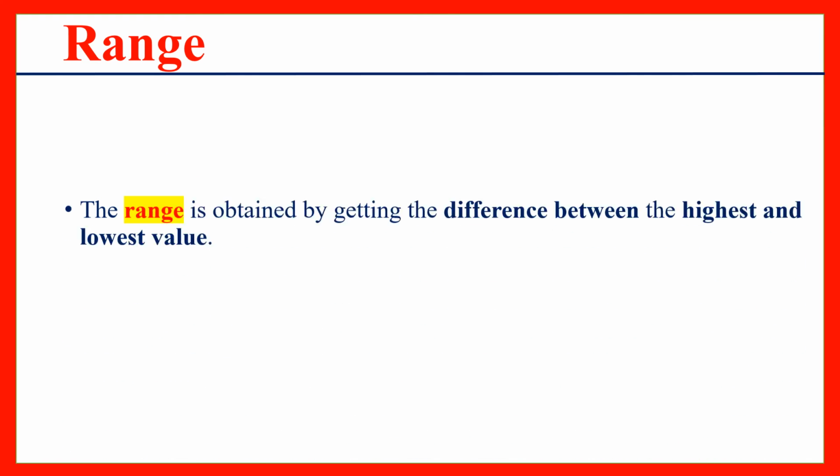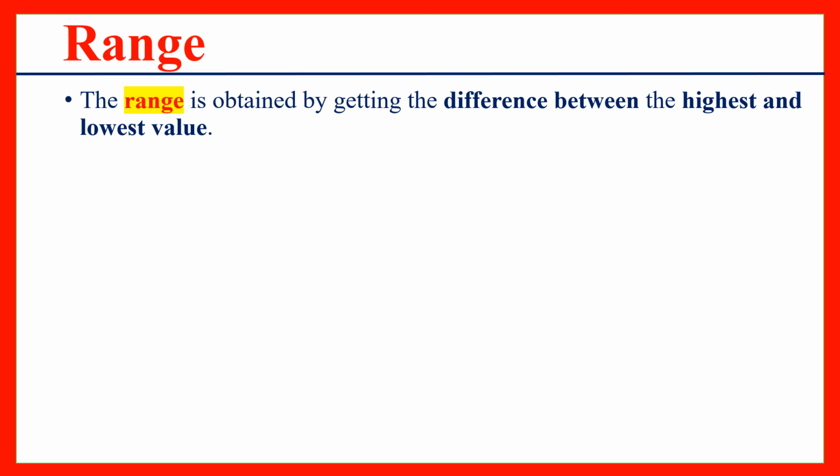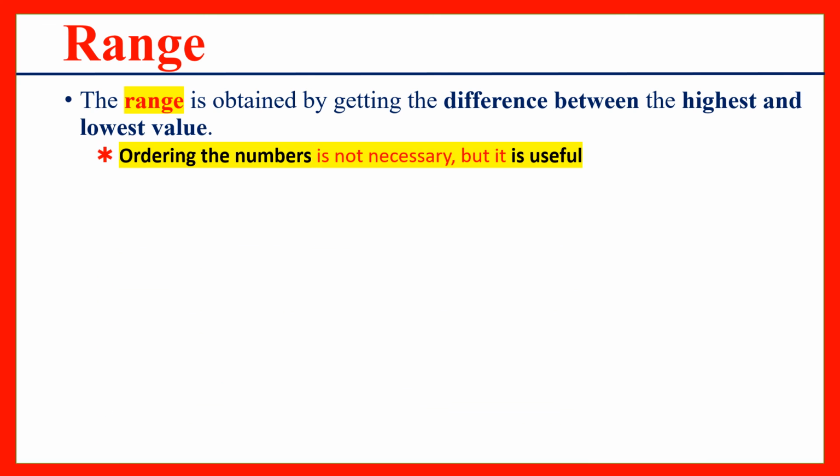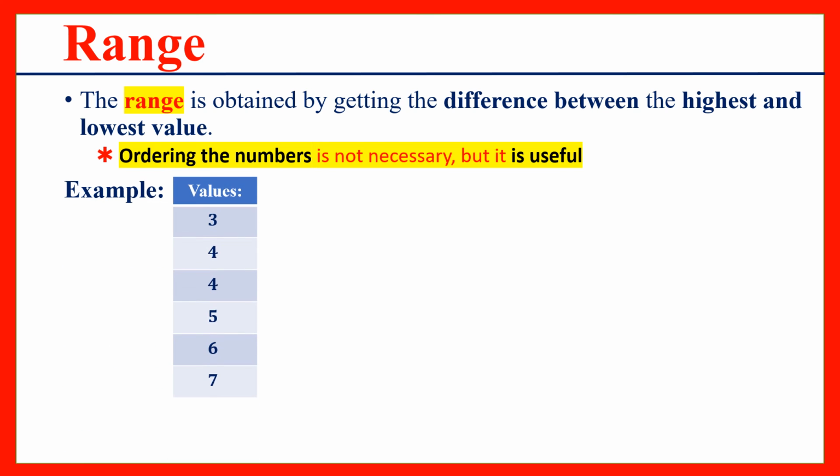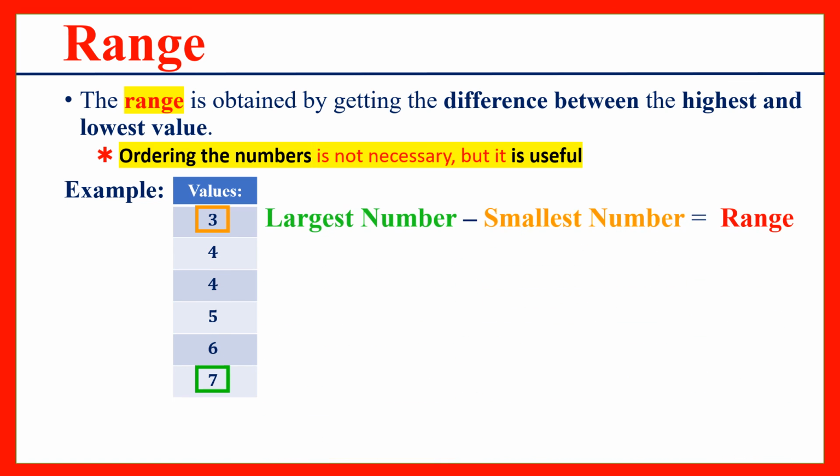Range. The range is obtained by getting the difference between the highest and lowest value. Ordering the numbers is again not necessary, but it is useful. Example, you are given a set of values and you need to find the highest and the lowest number. The largest number in this example would be 7, the smallest number would be 3. To find the range, you must subtract these values. So 7 minus 3 will give you 4. The range is then equal to 4.